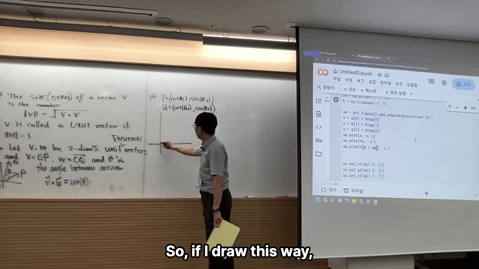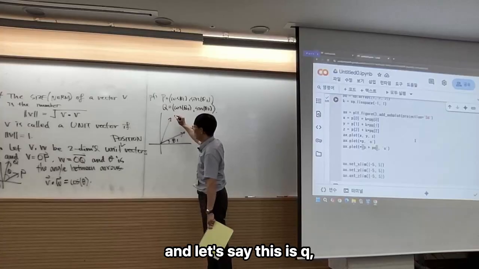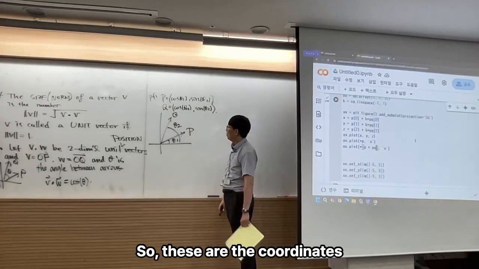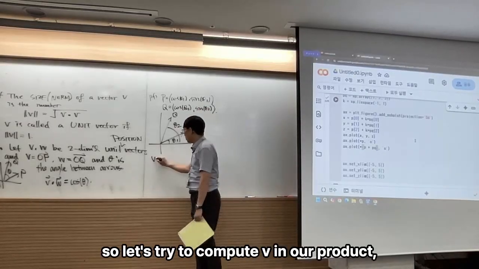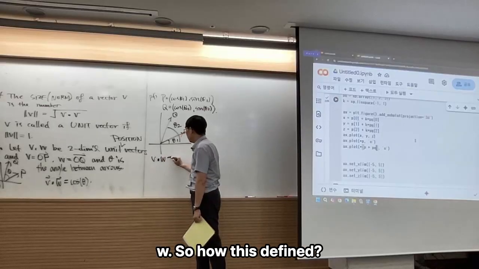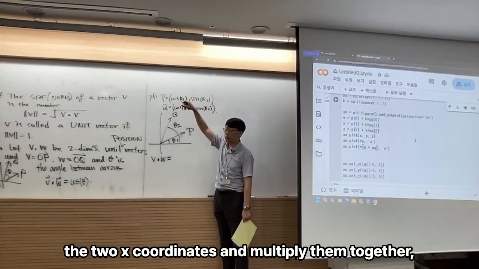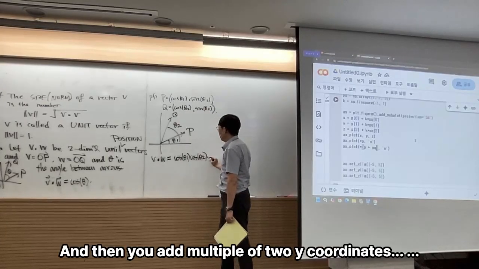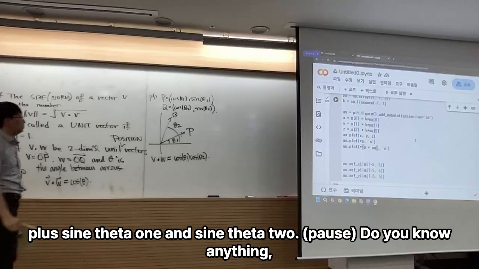If I draw this, this is my point P, and this is my theta 1, and let's say this is Q, and this is my theta 2. These are the coordinates of vector V and vector W. Let's compute V inner product W. How is this defined? First you take the two x coordinates and multiply them together, so it's cosine theta 1 cosine theta 2, and then you add the product of the two y coordinates, plus sine theta 1 sine theta 2.